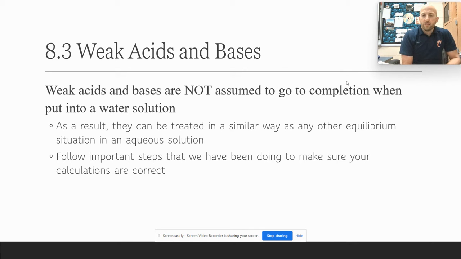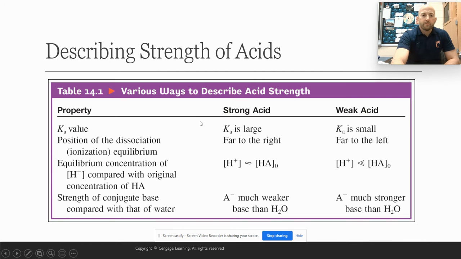Weak acids and weak bases are ones that do not dissociate very well, and so what we're provided with is an equilibrium constant. So they're treated just like what we did last chapter, and we have a few steps that we can go along with that. This is from the textbook, and I think it describes it pretty well.